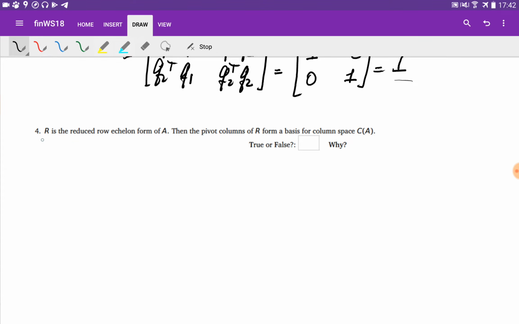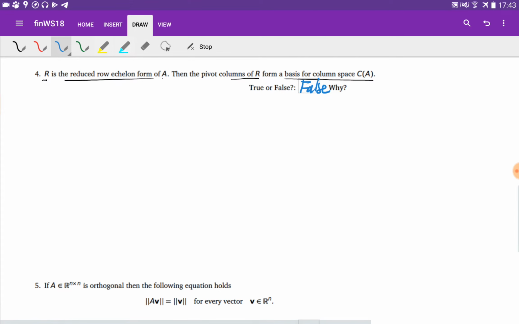So if R is the reduced row echelon form of the A, then pivot columns of the R form the basis for the column space of the A. So this statement is false in general. And we can show the counterexample for this. So let's take a matrix which is going to be 1, 1, 1, 1. So the column space of this matrix is all possible linear combinations of the columns of this matrix, which is simply going to be all possible vectors along this vector 1 and 1.